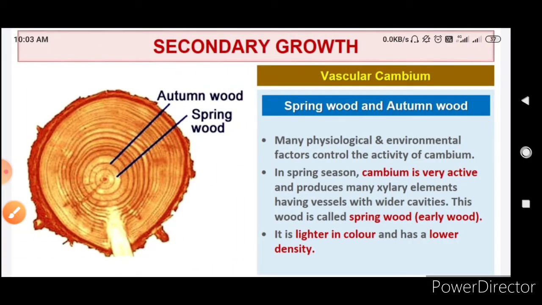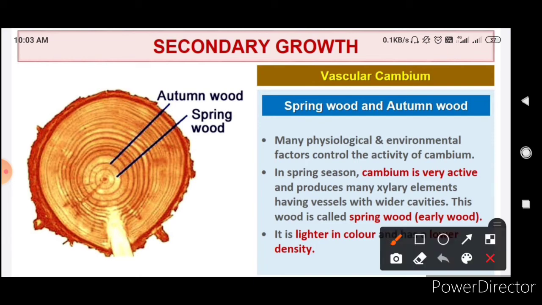Now what is spring wood and autumn wood? Many physiological and environmental factors control the activity of cambium. In spring season, cambium is very active and produces many xylary elements having vessels with wider cavities. Now this wood is called the spring wood. It is lighter in color and has a lower density.